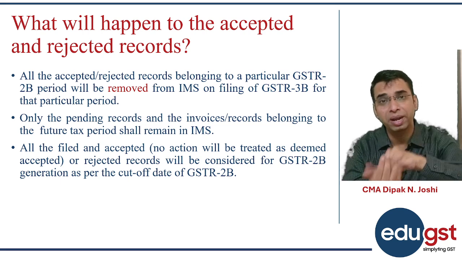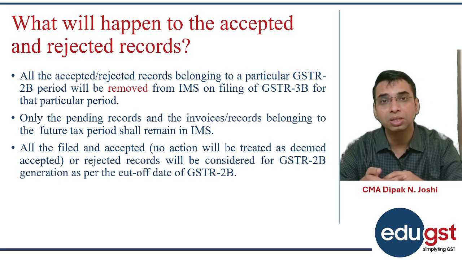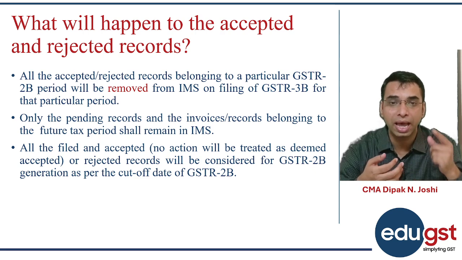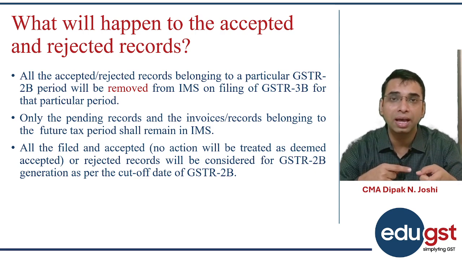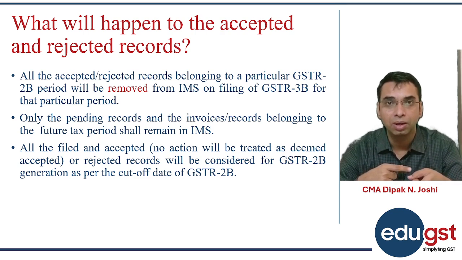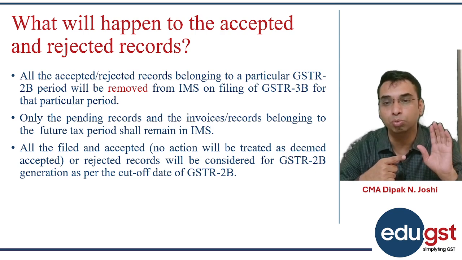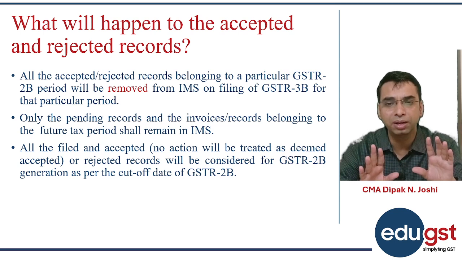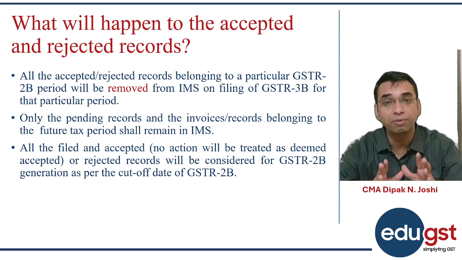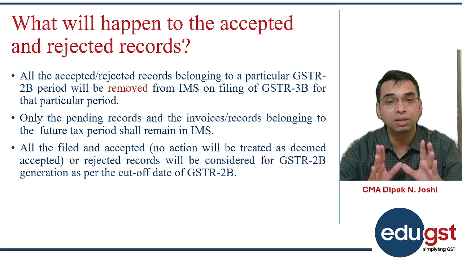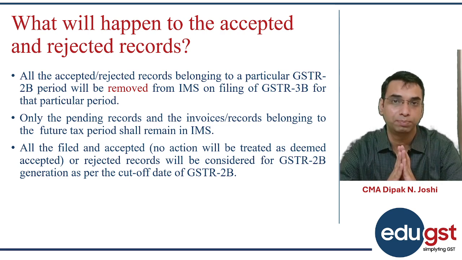Now as far as these pending records are concerned, they will be there on the IMS portal till you take the action or till the cutoff date of GSTR 2B. So all the accepted records, no-action records treated as deemed accepted, or rejected records will be considered for GSTR 2B generation as per the cutoff date of GSTR 2B.